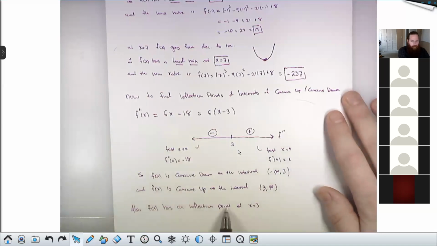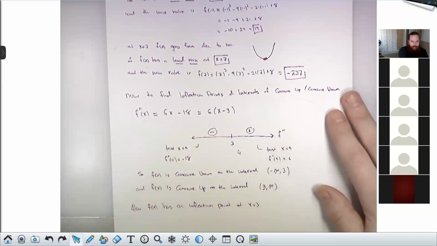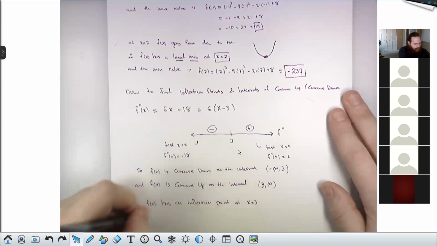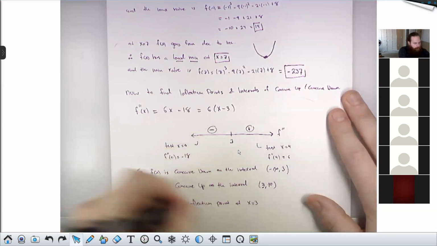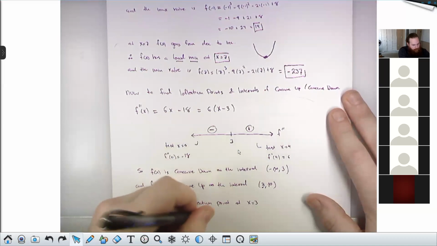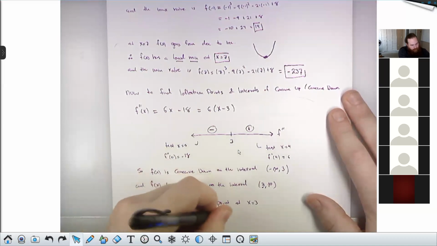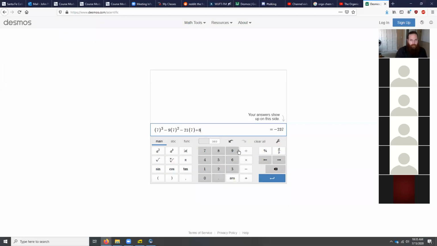Now, inflection points are points, so we should say what exactly the point is. I need to figure out what f of 3 is. 3 comma f of 3. And I might get lazy here again. So f of 3 is -109. So this is the point 3 comma -109.